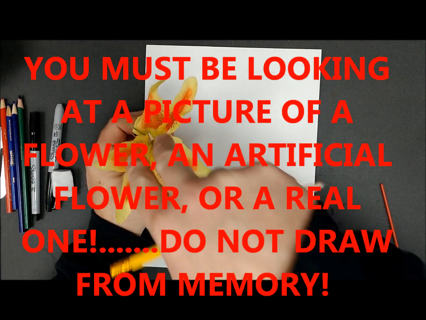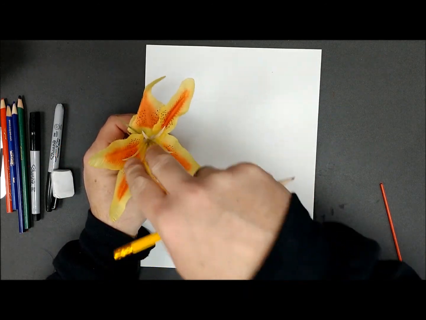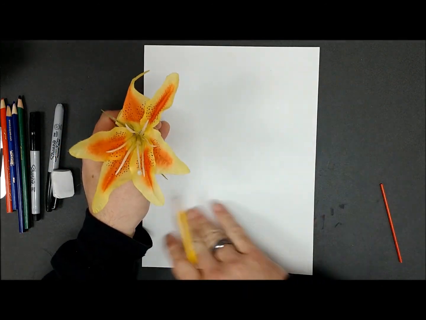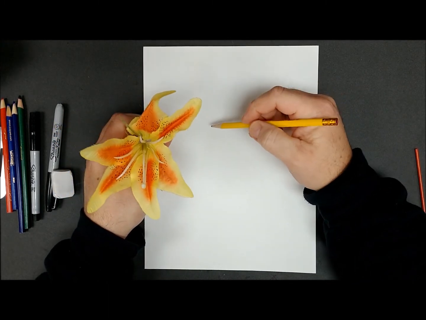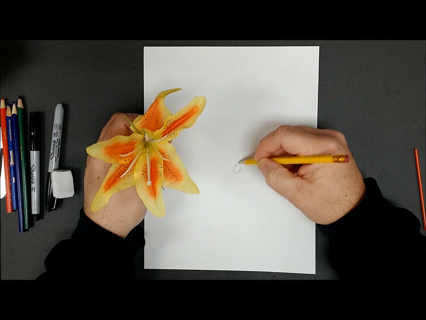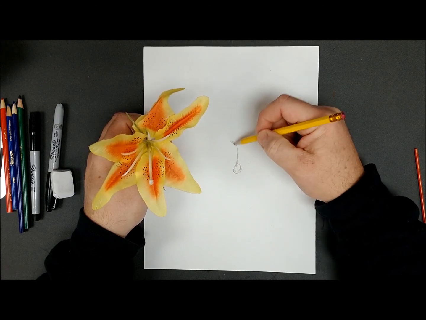The one thing I want to do, though, is I want to look very closely at this flower. This flower should fill most of my paper. Okay, so I'm going to sketch it out. I'm going to look very closely at it, and I'm going to make parts of this flower very large.